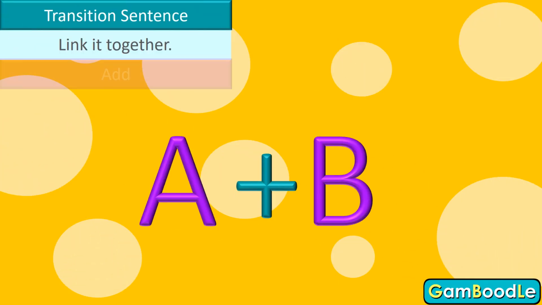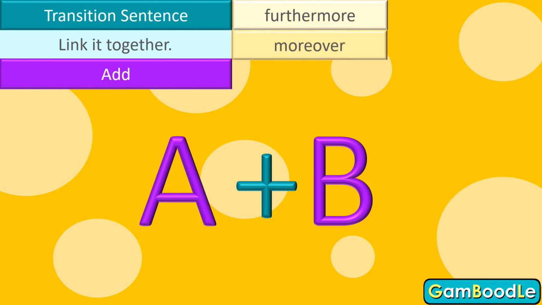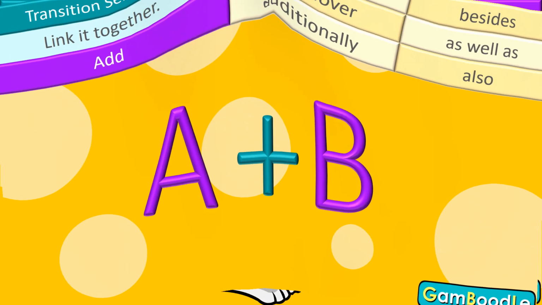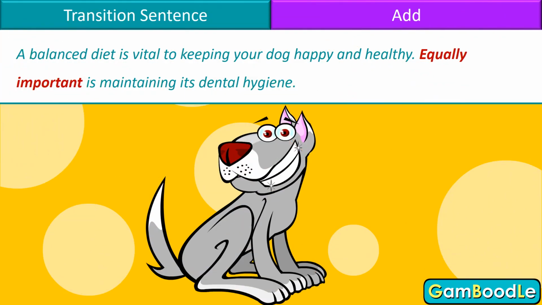Transition sentences can add or combine two ideas together. Some examples of transition words or phrases are furthermore, moreover, additionally, besides, as well as, and also. Let's look at an example. A balanced diet is vital to keeping your dog happy and healthy. Equally important is maintaining its dental hygiene.